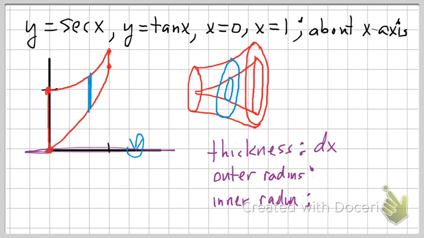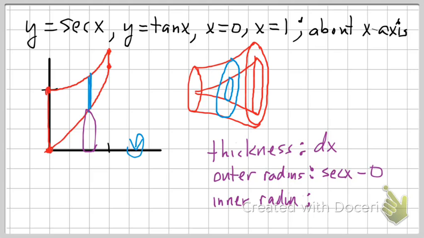If I'm spinning around the x-axis, then my outer radius would stretch all the way to the top, right? So what is your outer radius? Secant x minus 0, right? Which is just secant x. Secant x minus 0. What is your inner radius?